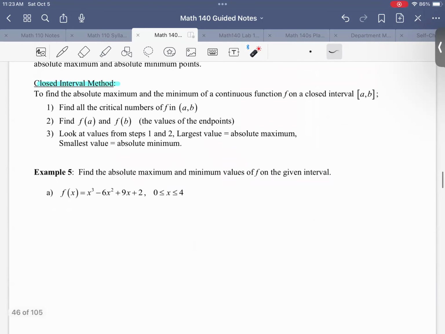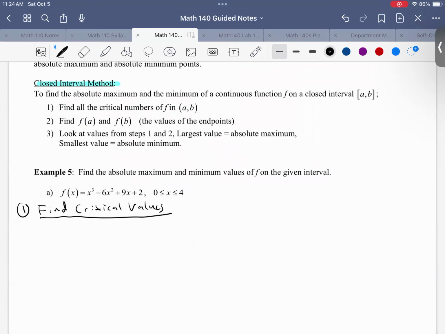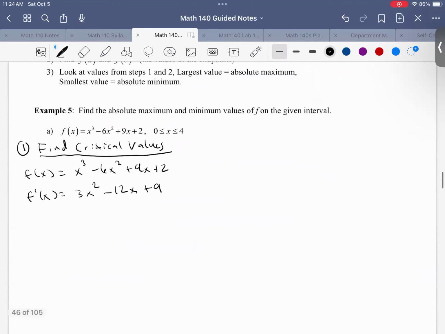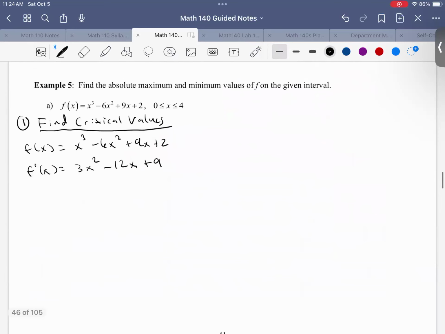First thing you want to do is find all critical values in this closed interval. So step one, you got to find the critical values. And what that means is I got to find the derivative. So f of x equals x cubed minus 6x squared plus 9x plus 2. I got to find the derivative of that, which is 3x squared minus 12x plus 9. Remember, we got to find the critical values, and that means setting the derivative equal to 0 and solving. So I'll say set the derivative equal to 0.